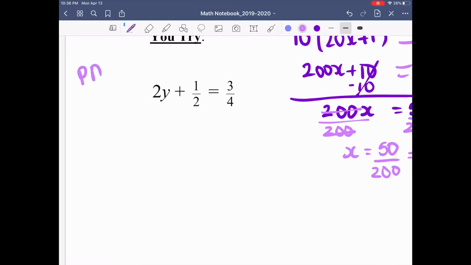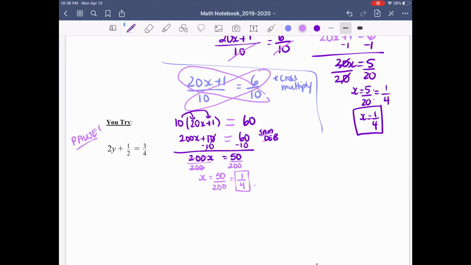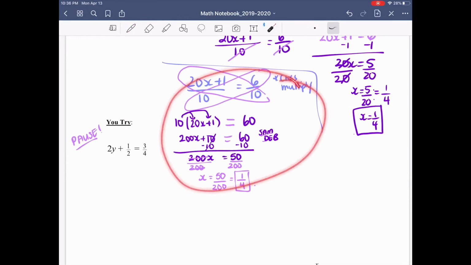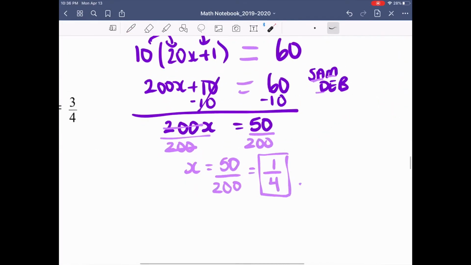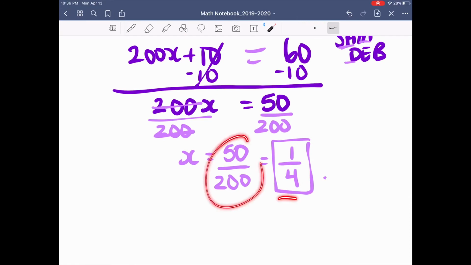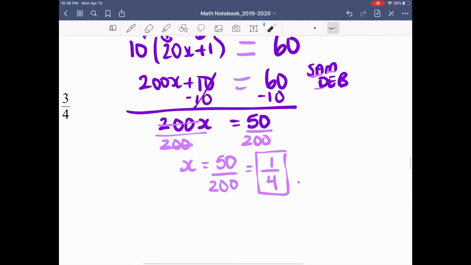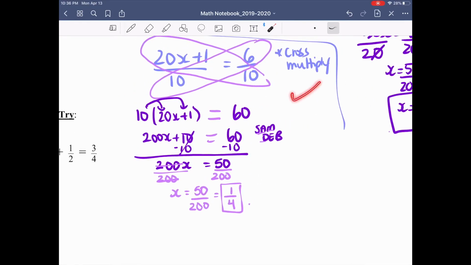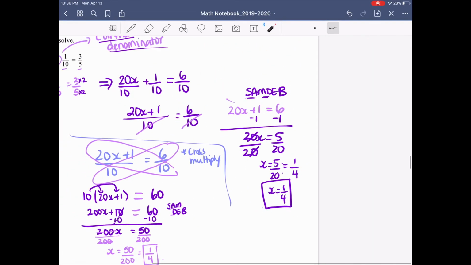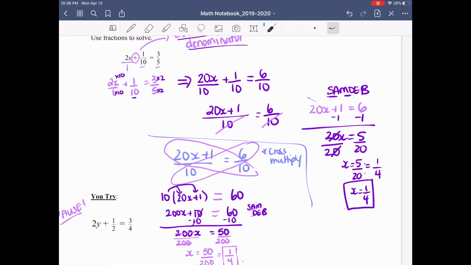Pause the video. You choose a method that you like, whether it's the cross multiply and divide method, which you can see still works, but it does give you a bigger number that you have to reduce. But it definitely still works. So you try either the cross multiply method or the common denominator and eliminate the denominators method.